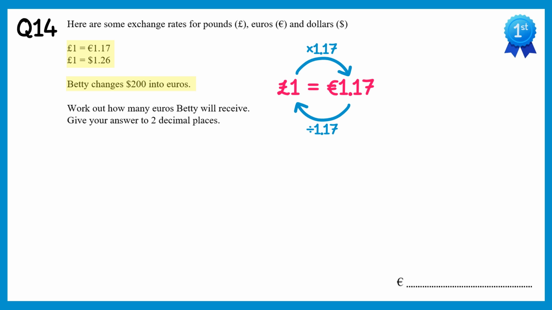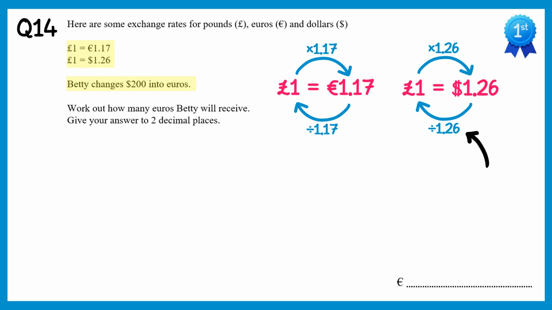Then we've got the second one, which is £1 is the same as $1.26. And in a similar way, to get from pounds to dollars, we multiply by 1.26, and to get from dollars back to pounds, we divide by 1.26. So, Betty has $200, and we need to get it to euros. So what we're going to do is use the right one of these exchange rates to turn those dollars into pounds first. So to get from dollars to pounds, we're going to divide by 1.26.